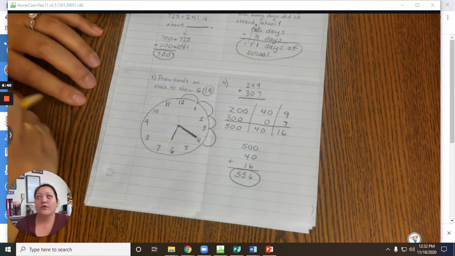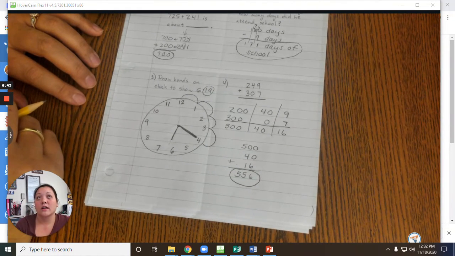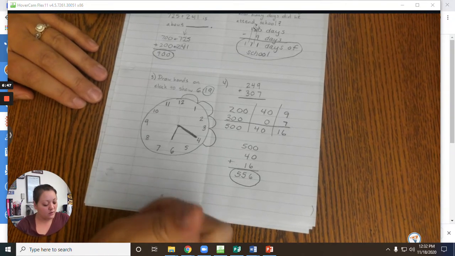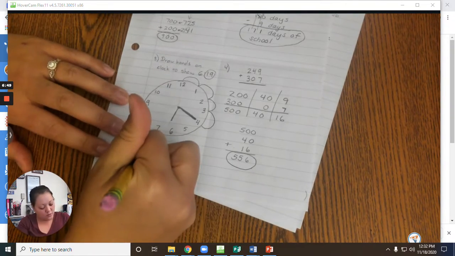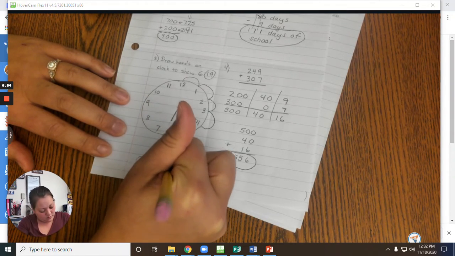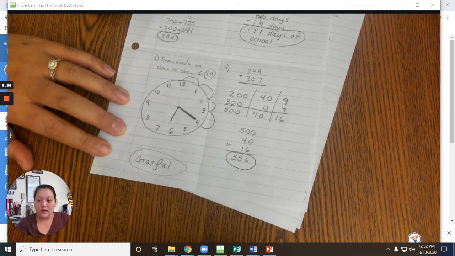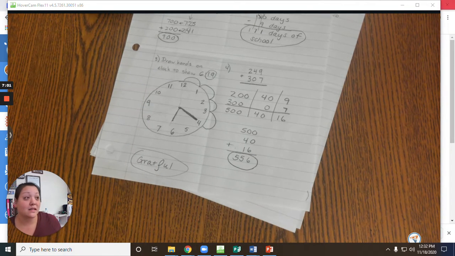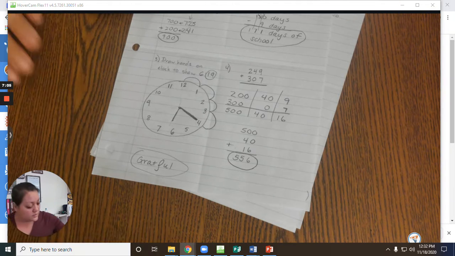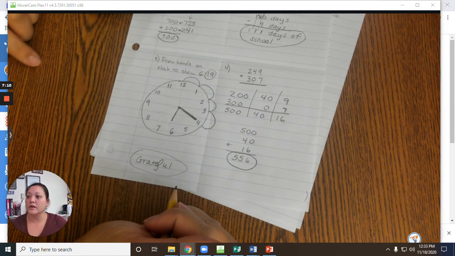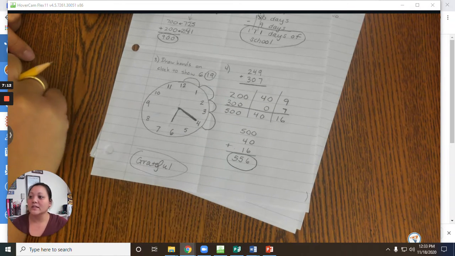556. Okay, so for the secret word of the day that you're going to put in your thing right here, I am going to write grateful. Okay, so I'm pretty sure that's how you spell grateful. Remember, Miss Ng's spelling is not always the best. Oh, there's an E. I rely entirely too much on the computer. So, grateful. Make sure that secret word's on there.